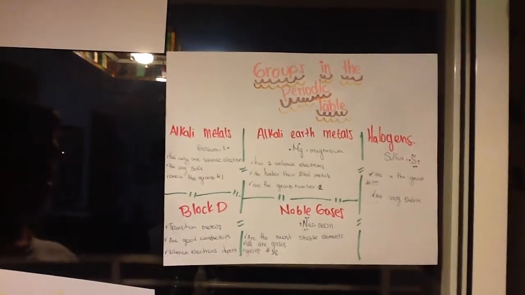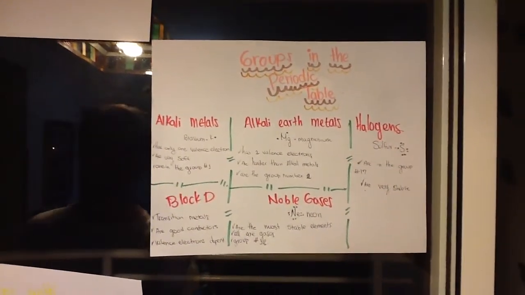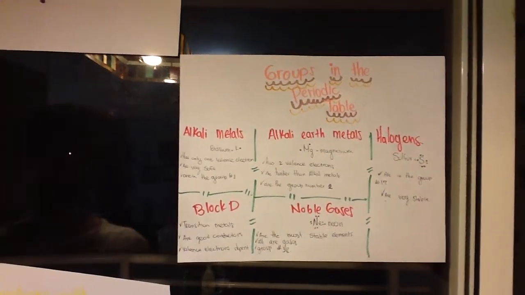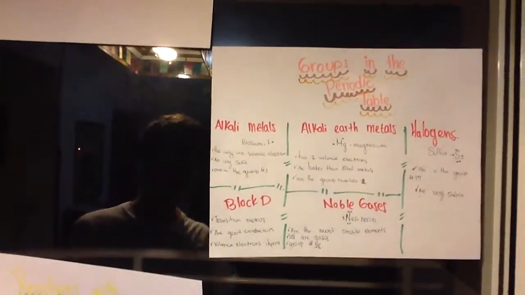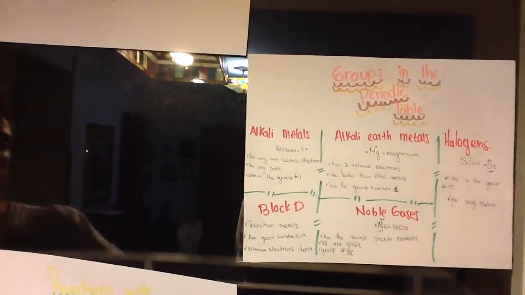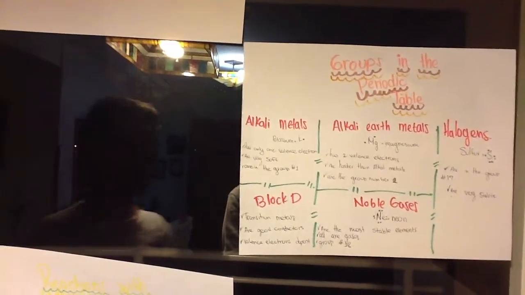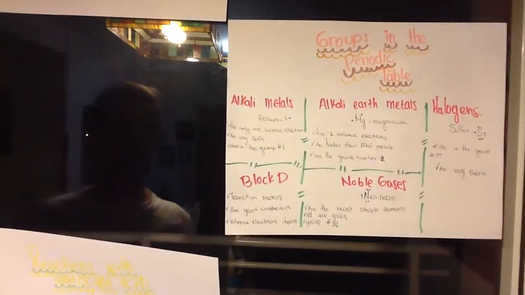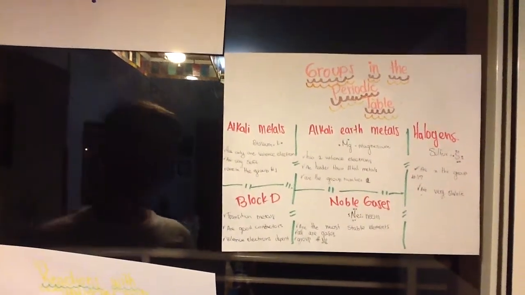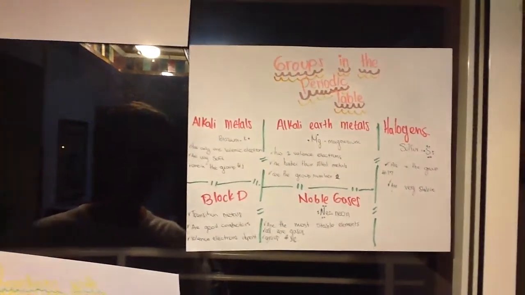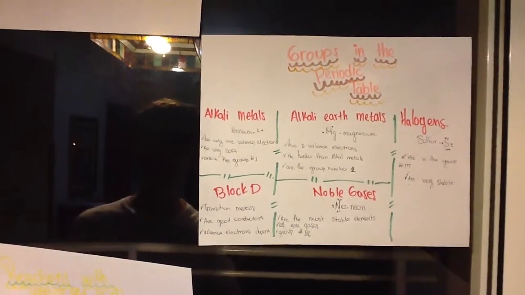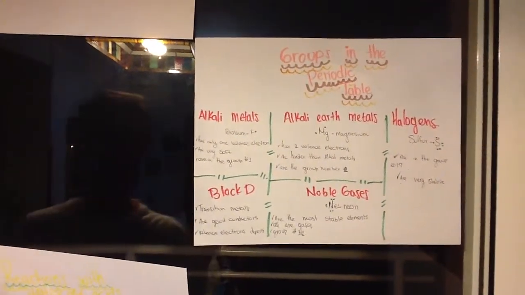The alkaline earth metals are the next group. Group number 2 has 2 valence electrons and is harder than the alkali metals. Then we have the block d, that are all the transition metals, which are very good conductors of electricity and heat. The valence electrons depend on the element because they are not stable.